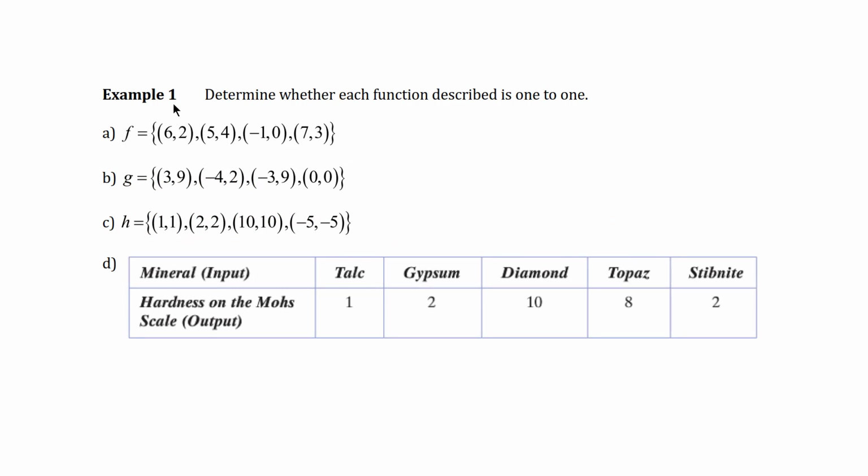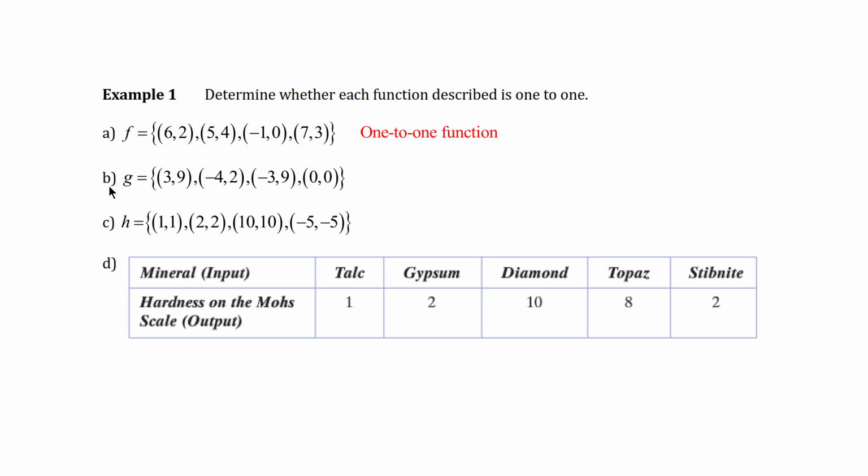In example number 1, determine whether each function described is one-to-one. For part A, we have the function f, which is equal to the set of ordered pairs (6, 2), (5, 4), (-1, 0), and (7, 3). To determine if this function is one-to-one, we just need to make sure that each y value corresponds to only one x value. So 2 corresponds to 6, 4 corresponds to 5, 0 corresponds to -1, and 3 corresponds to 7. So each y value corresponds to only one x value. That means that the function f is a one-to-one function.